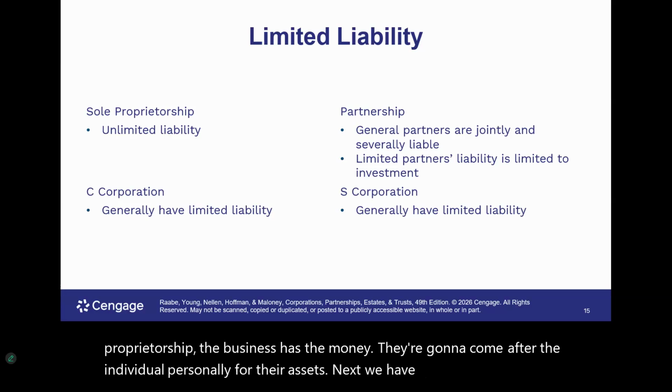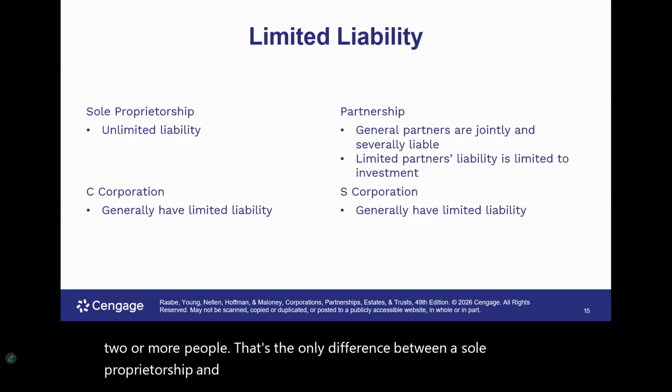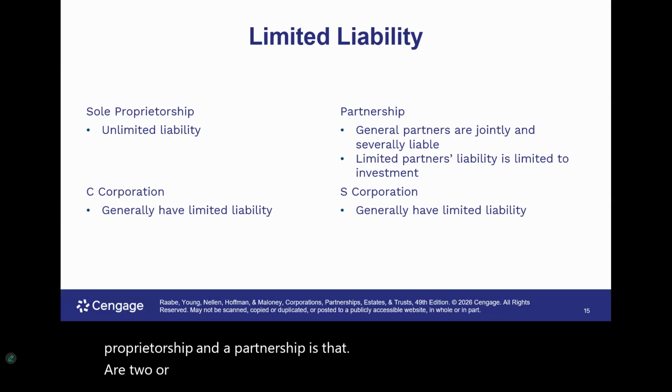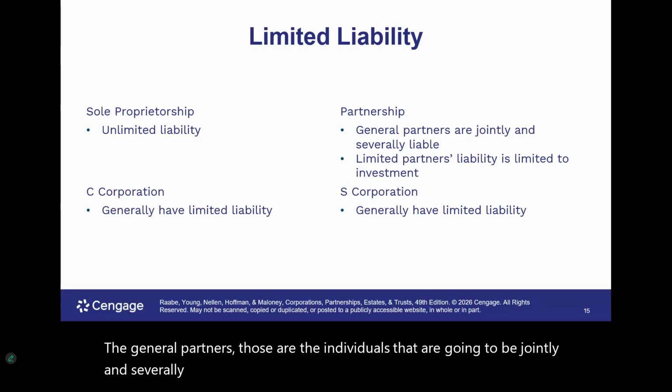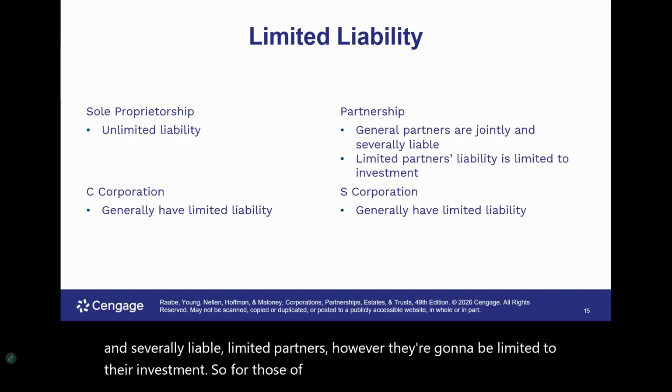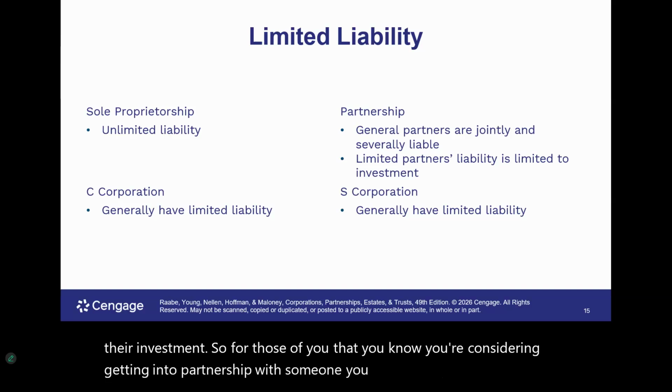Next, we have a partnership. Again, 2 or more people. That's the only difference between a sole proprietorship and a partnership, is that there are 2 or more people in a partnership. The general partners, those are the individuals that are going to be jointly and severally liable. Limited partners, however, they're going to be limited to their investment. So for those of you considering getting into partnership with someone, you want to really figure out, am I a general partner or a limited partner?